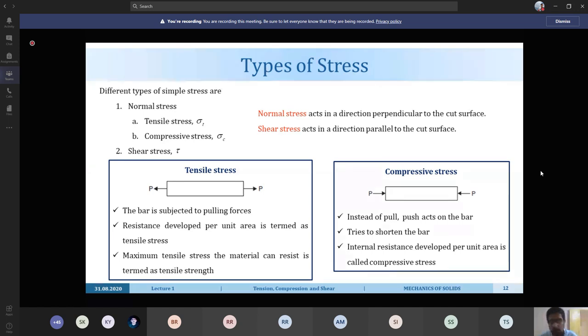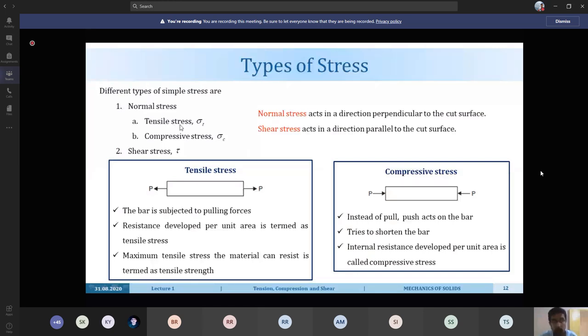Stresses are classified into two types. One is the normal stress and the other one is the shear stress. Normal stress means that it acts in a direction perpendicular to the cut surface. And normal stresses are of two types: tensile stress and compressive stress.